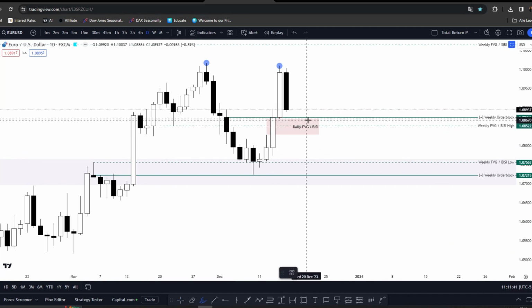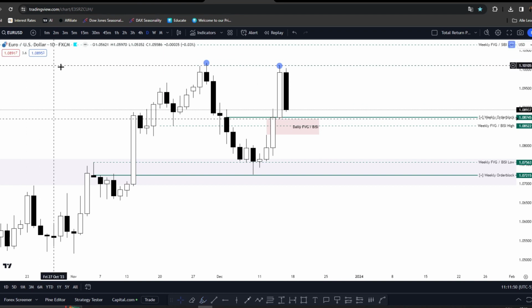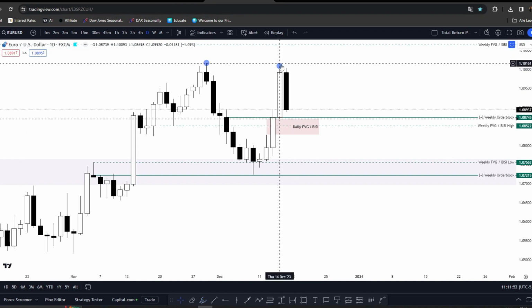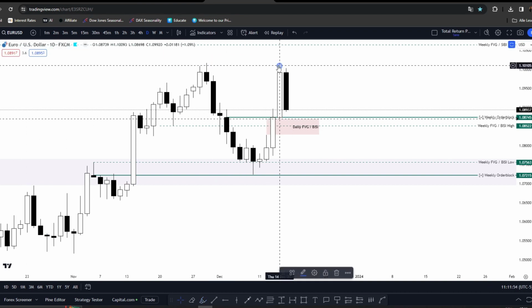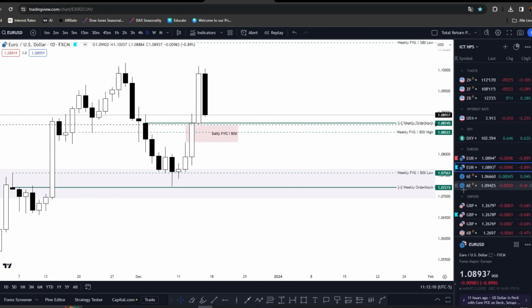We have this daily fair value gap. We have our weekly order block. This huge down close day doesn't look too promising. That's why I'm a little bit indecisive on how we should look for longs going into the next week. That's why I will also wait for some reaction out of the daily fair value gap to see if it really wants to go higher from there.